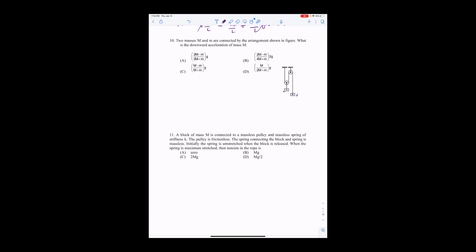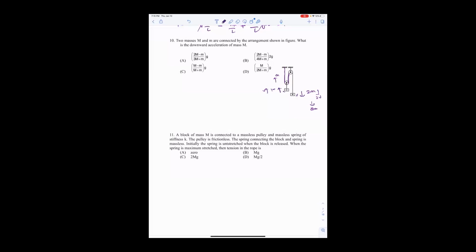If you see, if this goes up 1 meter, this length reduces by 1 meter, this length reduces by 1 meter. So the total length reduces by 2 meters, so this will come down 2 meters. Do you agree? If it goes up 1, it will come down 2. So if the velocity of this is v, the velocity of this will be 2v. The acceleration of this is a, acceleration of this will be 2a. I hope you understood this. This is called constraint relation.